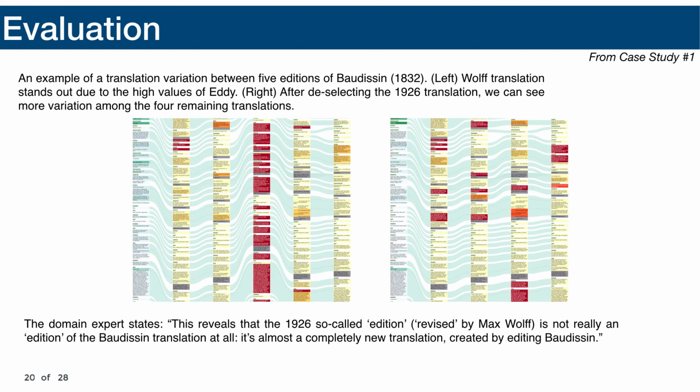We see an example of translation variation between 5 editions of Bautzen, 1832. On the left, Wolf's translation stands out due to the high values of ED. After deselecting Wolf's translation on the right, we can see more variation among the 4 remaining translations. The domain expert states, this reveals that the 1926 so-called edition, revised by Max Wolf, is not really an edition of the Bautzen translation at all. It's almost a completely new translation created by editing Bautzen.